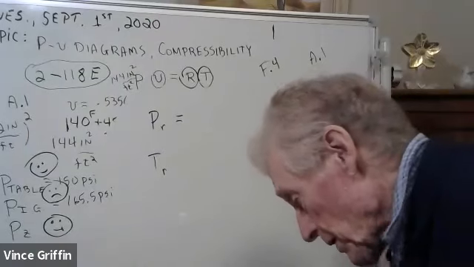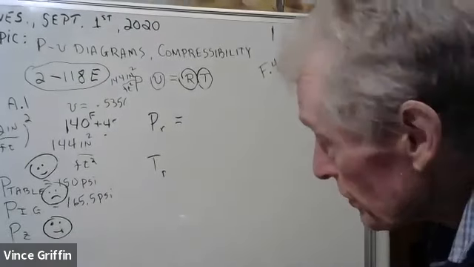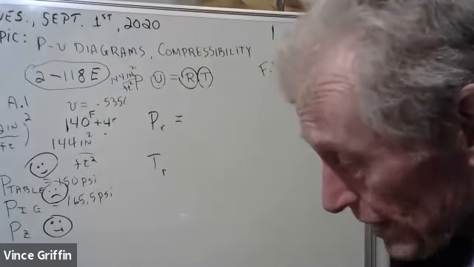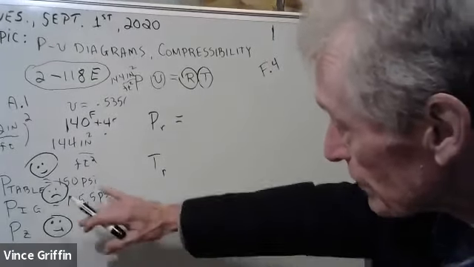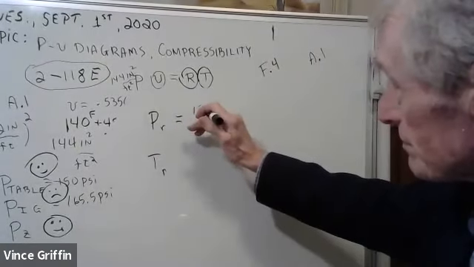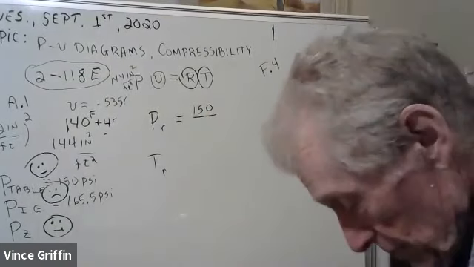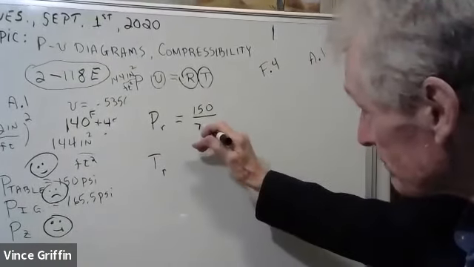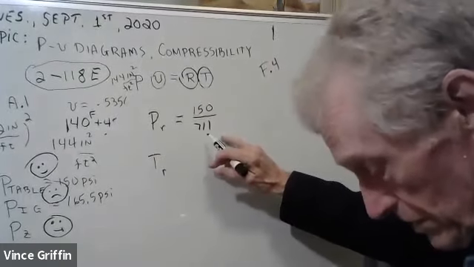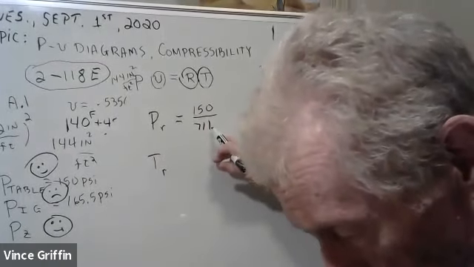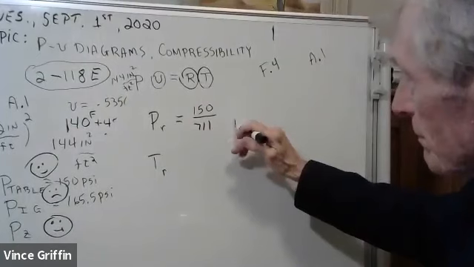Well, see, here's the problem. We don't know the pressure, so you have to use what they call an iteration. We'll have to use the ideal gas as a starting point and divide by 711. You'll find that on table F.1.